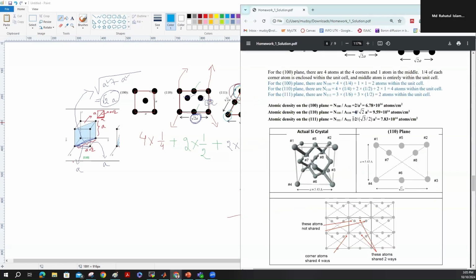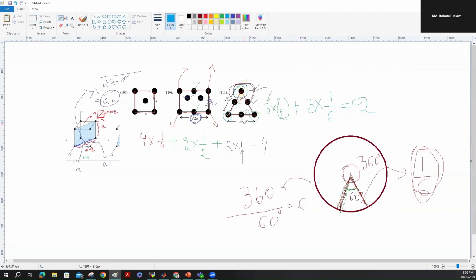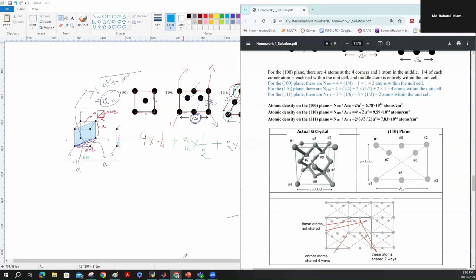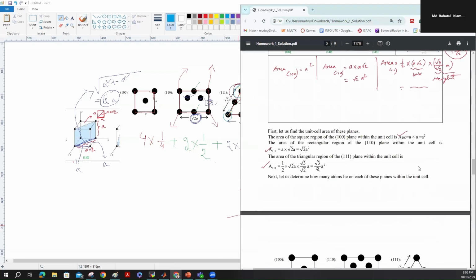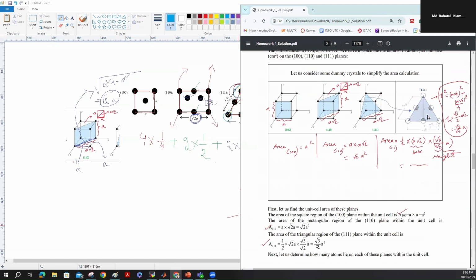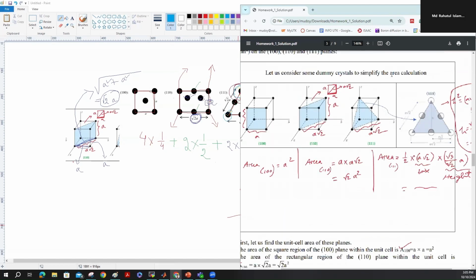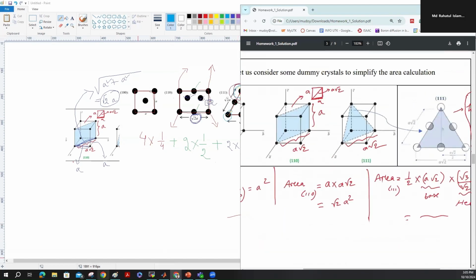That's what is written here. As you can see, the number of atoms in the 1 1 1 plane is 2. To get the surface density, you need to divide the number of atoms by the area. So let us get the area of this plane. The area is written here, so we will get the idea of the area from this picture.